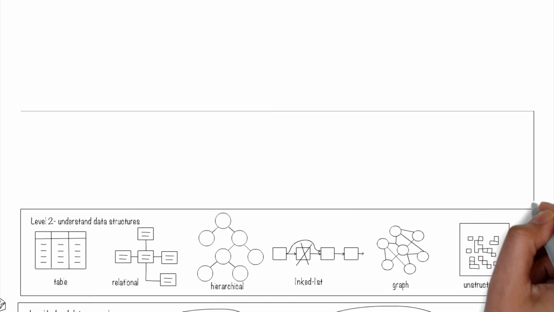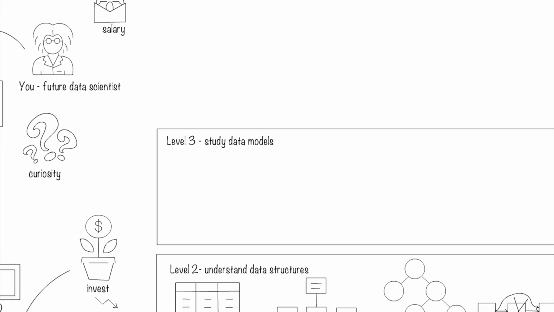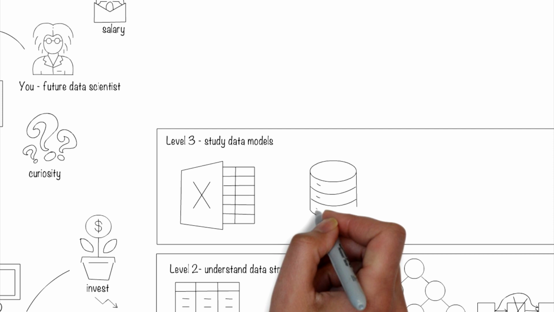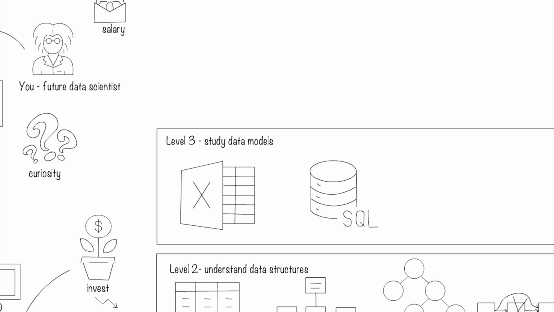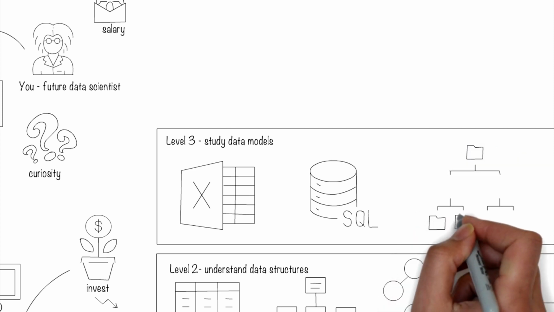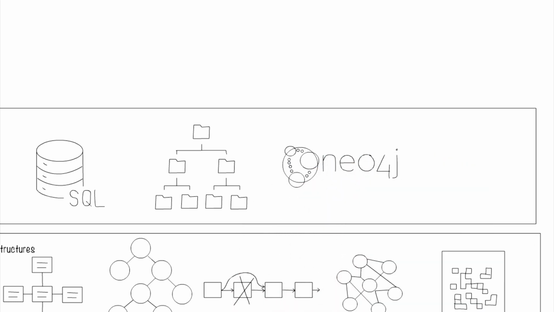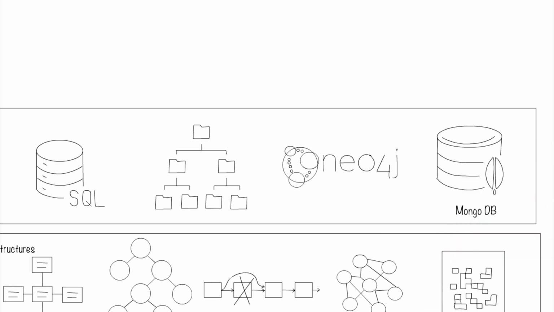Third, you have to get an idea of the various software tools that can be used to probe and explore the data. For spreadsheets, you can use Microsoft Excel. For relational data, you can use a relational database management system, or RDBMS, like SQLite. For hierarchical data, you can use a file system with folders and subfolders. For graph representations, you can use Neo4j. For unstructured data, you can use MongoDB. Again, these are just examples of tools, and many software tools exist for each of these data structures.